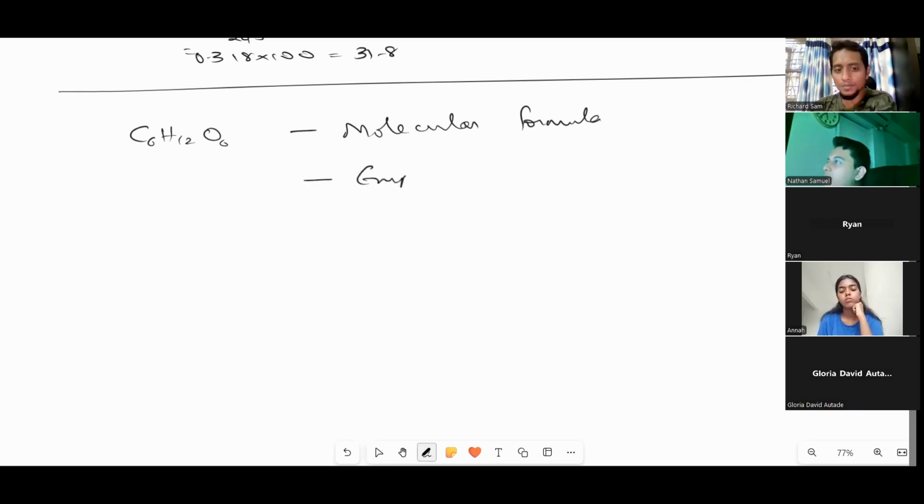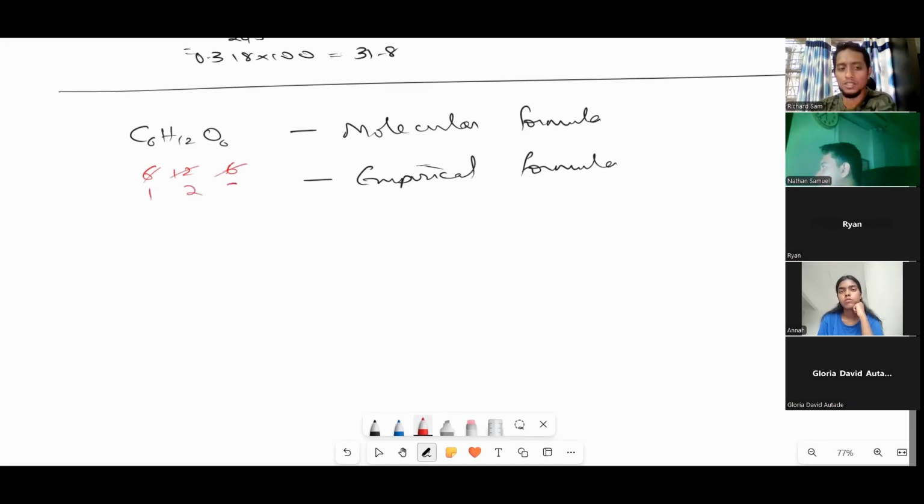Now in the empirical formula, it just shows you the simplest ratio of the atoms. So if you can cut the 6, 12 and 6, you can cut this in the 6 times table. So you get 1, 2 and 1. If you represent it like this, C is 1, H is 2 and O is 1. This is the empirical formula. So representing the atoms in their simplest whole number ratios is the empirical formula.